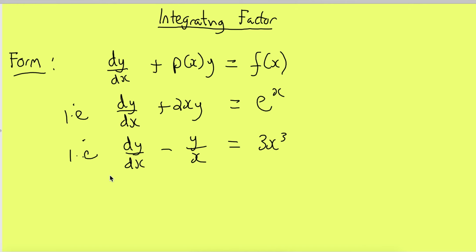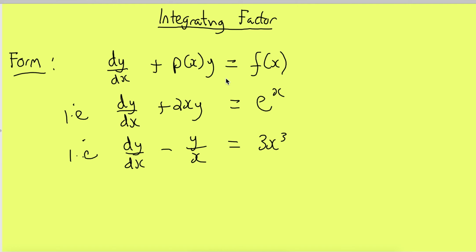That's of the same form, because dy by dx plus or minus something to do with y equals a function to do with x, right? So in this case, your function to do with x would be negative 1 over x, and your function of x at the end would be 3x cubed. So you need to be able to pick out what p of x is and what f of x is.